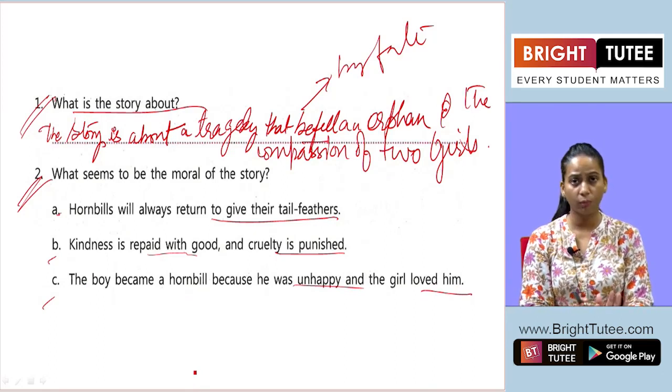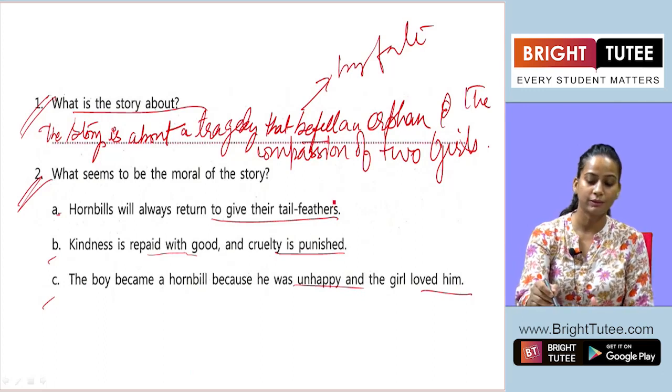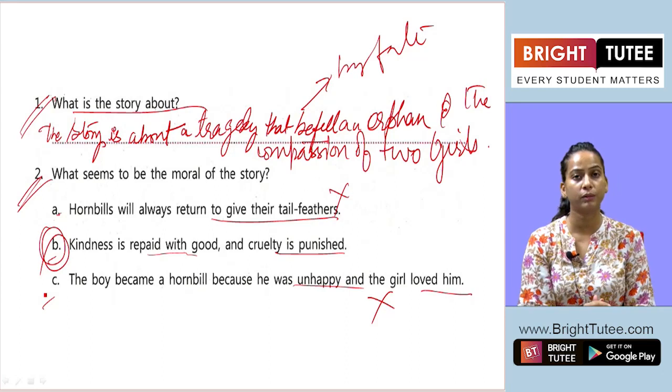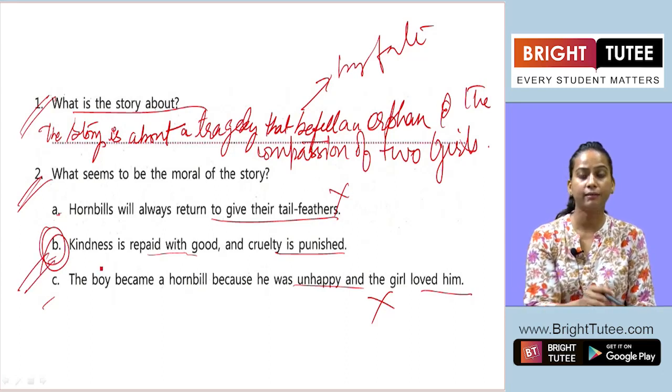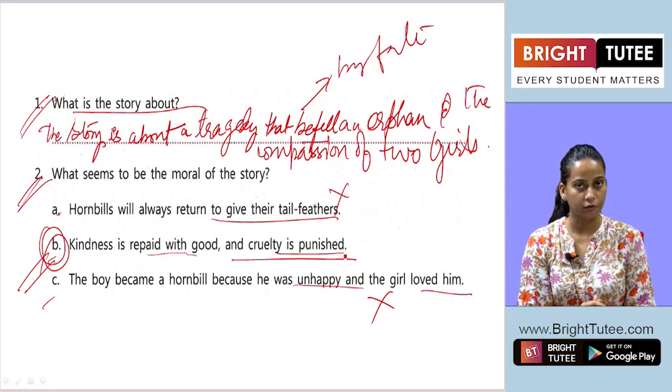So, the moral of the story is some lesson that we are learning from the story. Obviously the first and the third one are ruled out. Only option B is going to be the correct one, that is, kindness is repaid with good and cruelty is punished. So option B is the correct one.